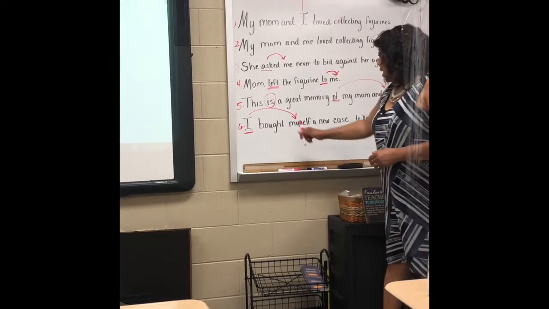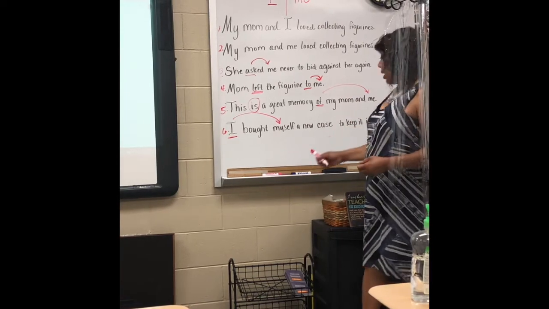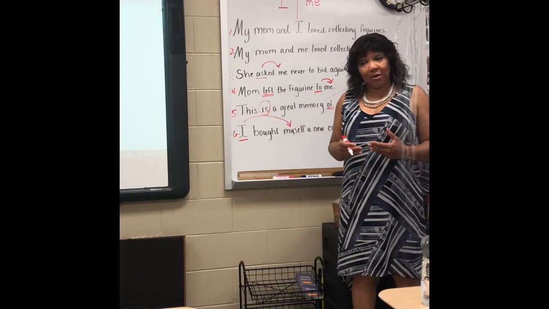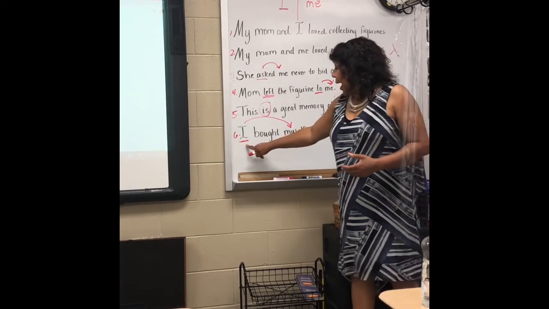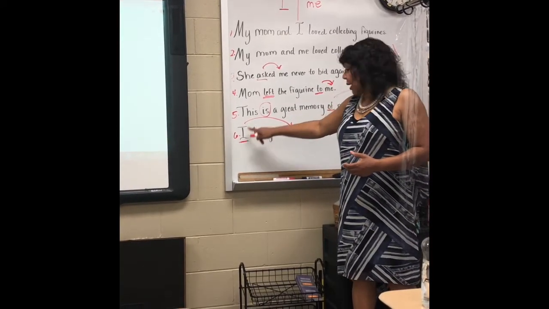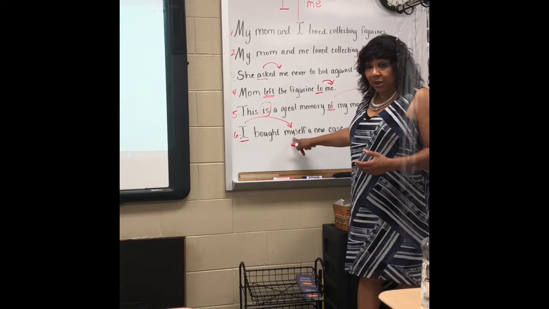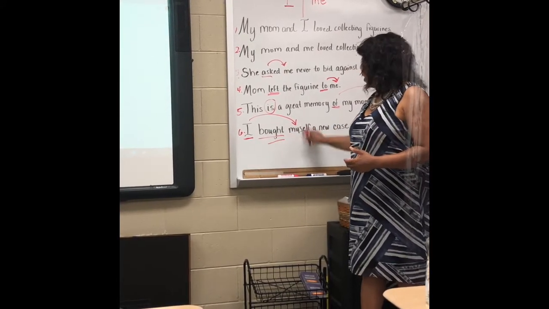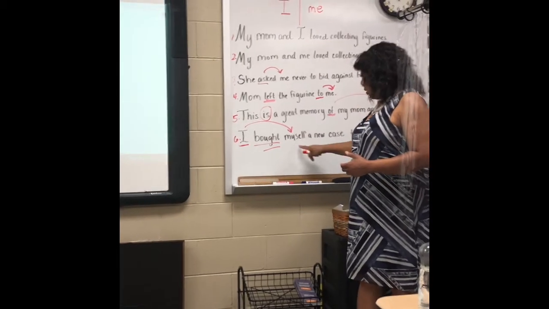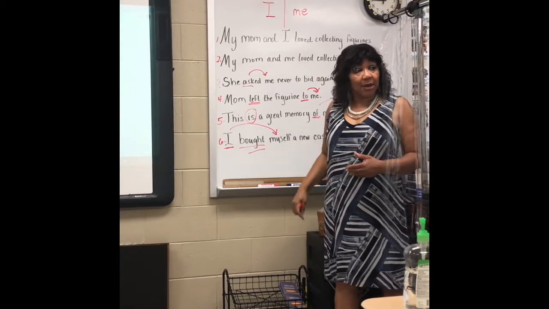Number 6. I bought myself a new case to keep it in. I bought a figurine case to keep the figurine that I had gotten from my mom because she gave it to me. I is the subject of the sentence. And when you refer back to yourself, you say myself. Again, this is the verb. And what comes after the verb? Me. Or this is a form of me, myself.